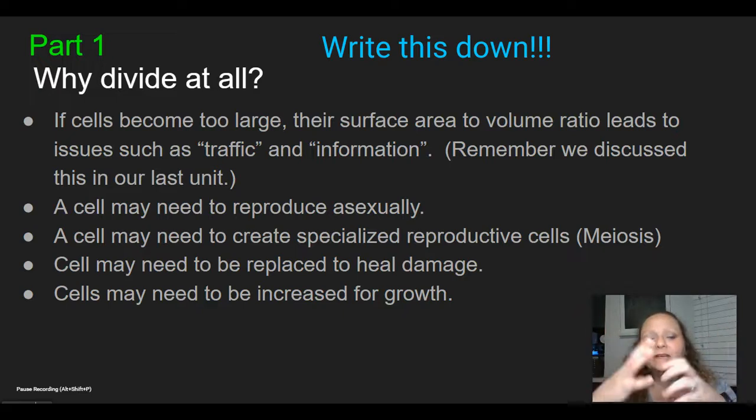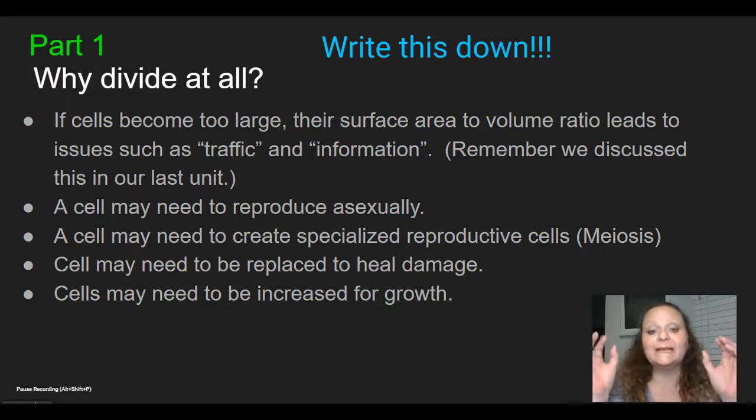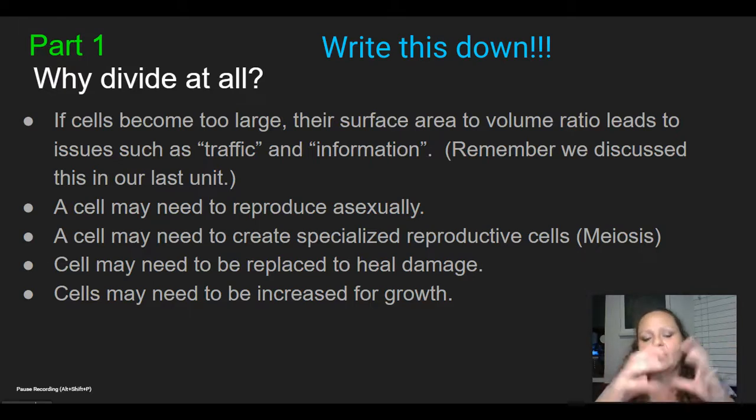Well, that's what we mean by traffic or information. It's the signals, the materials that need to get to the inside of the cell can't get there if the cell is too large. So once the cell reaches a certain point in size, it's actually going to divide. It is actually a trigger that will cause it to divide so that isn't a problem. That doesn't happen. Cells may also need to reproduce asexually.